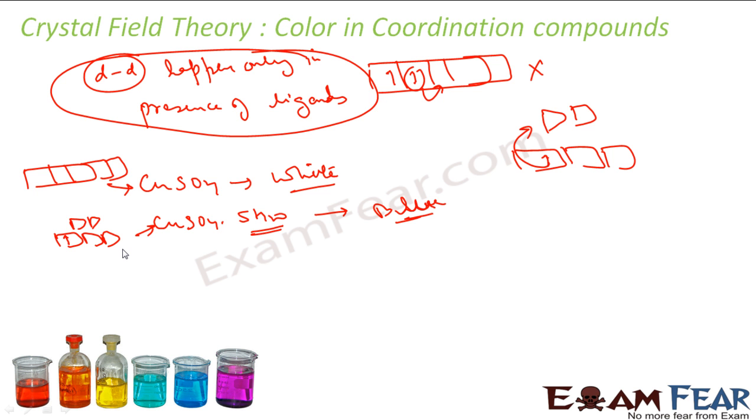Hope you are trying to connect the dots. The dd transition which we discussed in the last chapter extensively for color is all because of the presence of ligands. If there is no ligand, there is no dd transition, because the presence of ligands actually helps to break the degeneracy of the d orbitals, and that is the main reason behind the color. If they are of the same energy, for example in this case, it is degenerate and there is no transition, no color.